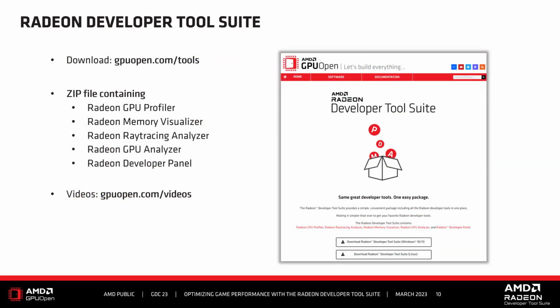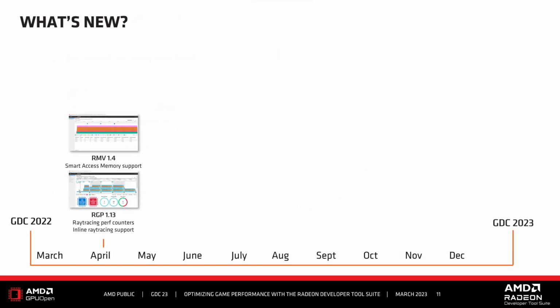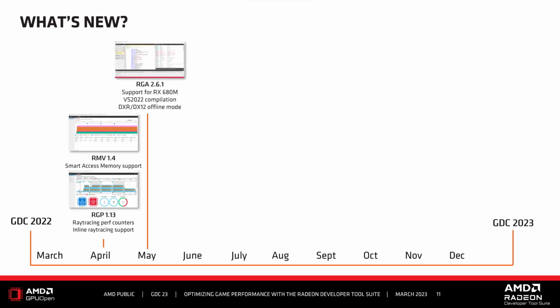The Radeon Developer Tools Suite can be downloaded from gpuopen.com, and you can also find introductory videos for all of our tools on the videos page. Since last year's GDC, the tools team has been busy adding smart access memory support to RMV 1.4, ray tracing perf counters, and DXR 1.1 style inline ray tracing support to RGP 1.13. In May, RGA 2.6.1 added support for the mobile 680 GPU.